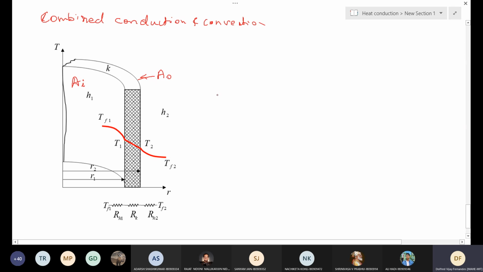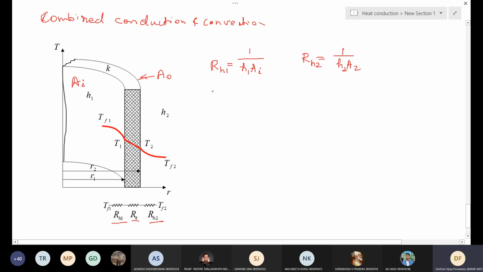So again, we have the three resistances: RH1, RK, and RH2. Okay. So tell me now we can write RH1 equal to 1 by H1 into area inside, or A1 you can write if you want, and RH2 is 1 by H2 A2.